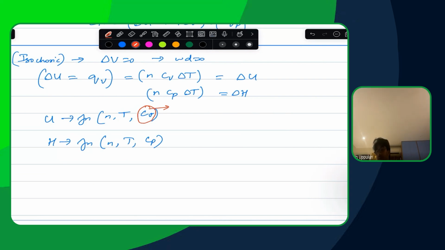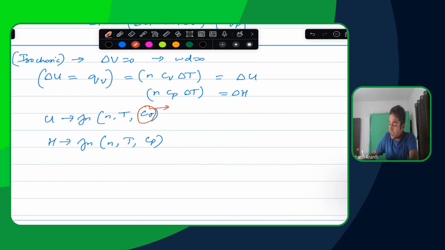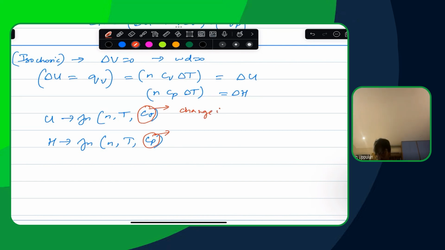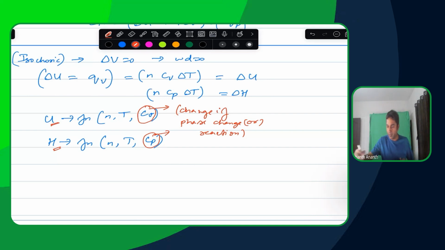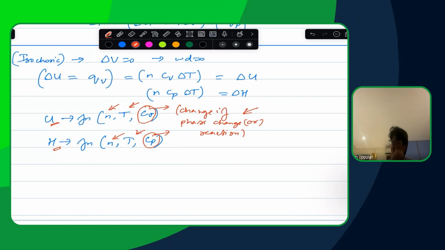You understand the idea here? So the CV or CP changes state if there is a phase change or reaction. So both of these will remain the same if there is no phase change or reaction. So my U and H are going to remain the same if there is no phase change or reaction, no temperature change, and finally what else? No change in the number of moles. Okay. Clear so far? Yes.